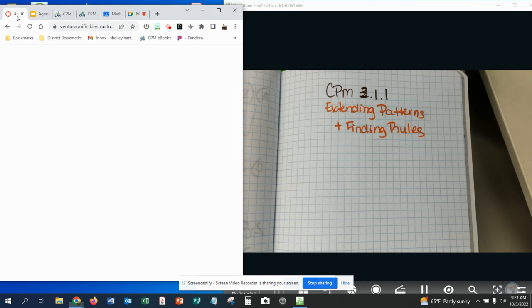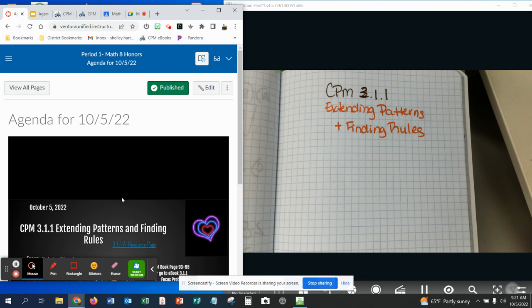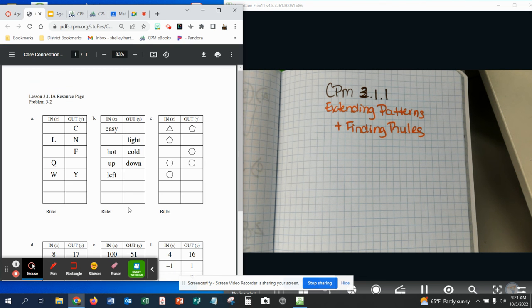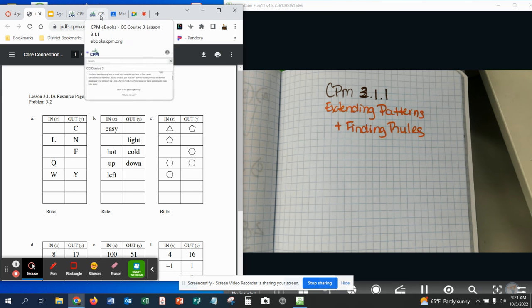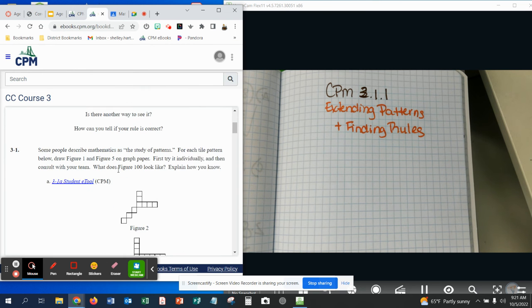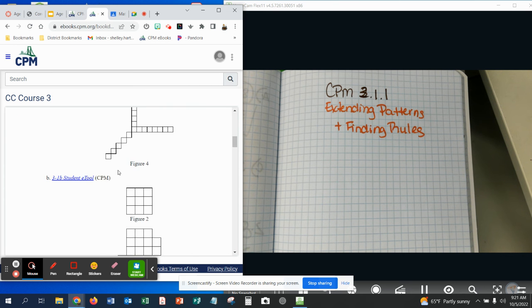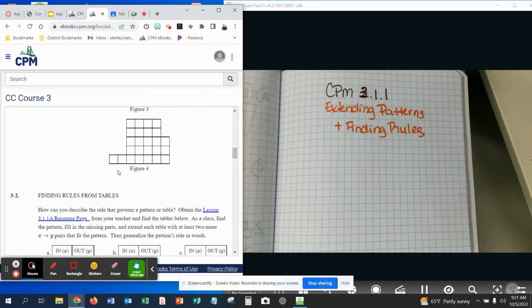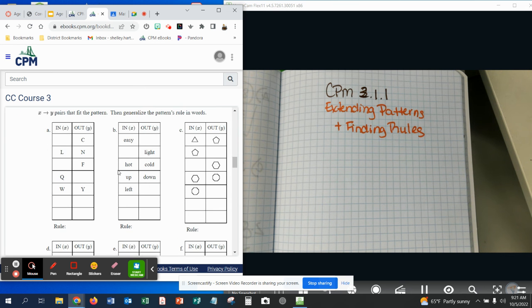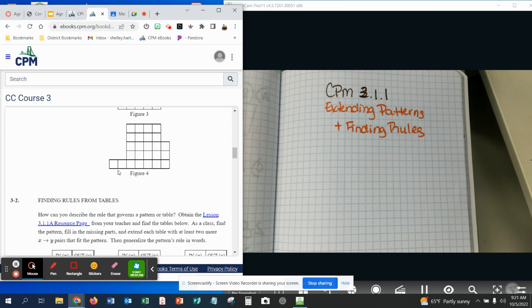On your agenda, you're gonna see that little 3.1.1a. Make sure that is up for the next part. Okay, cool. Now, our focus questions is 3-1, and we have two of those, and then we'll be doing our in and out, finding rules from tables.